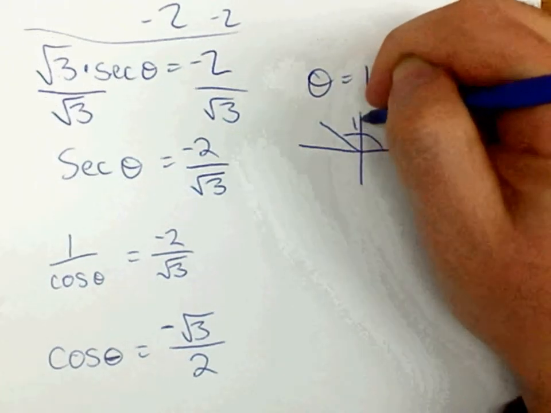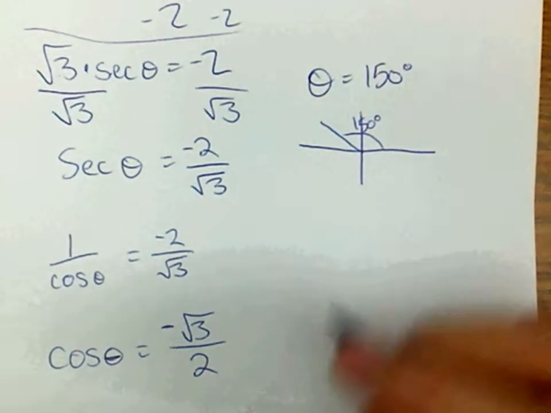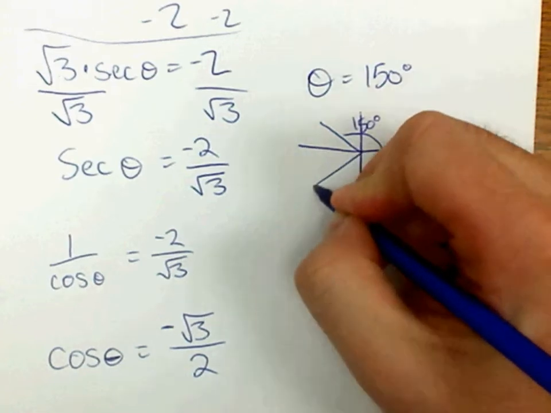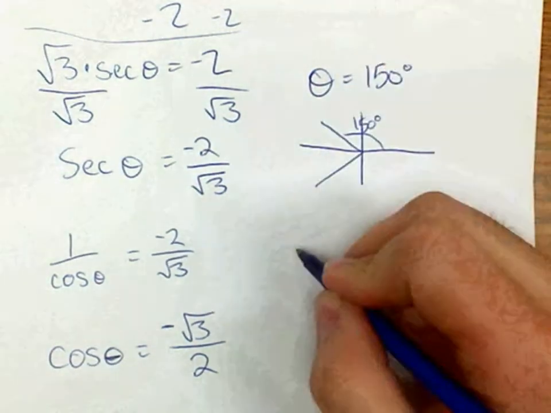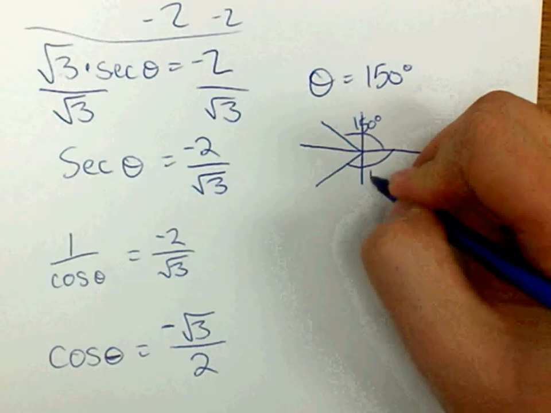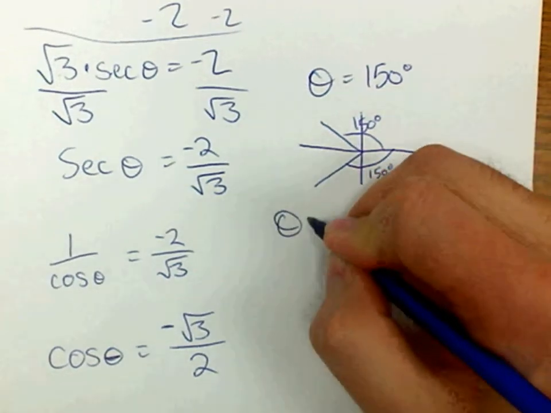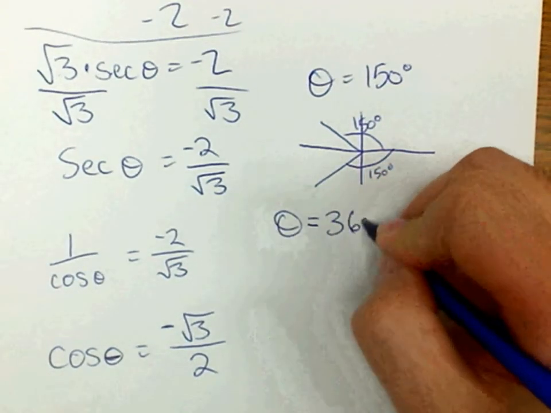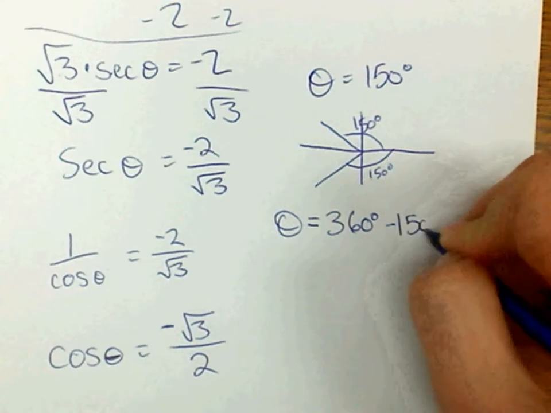And because this is a cosine problem, the other one will have to occur in quadrant 3, which is a reflection over the x-axis, which means this is also 150 degrees. So my second angle will be 360 degrees minus 150 degrees.